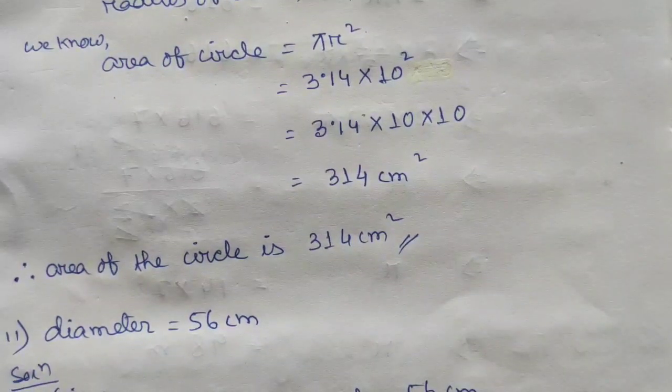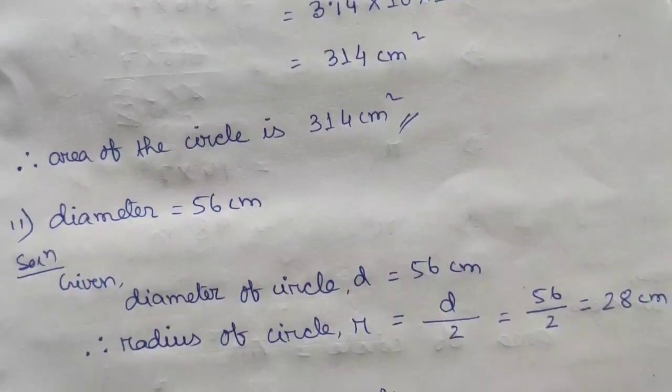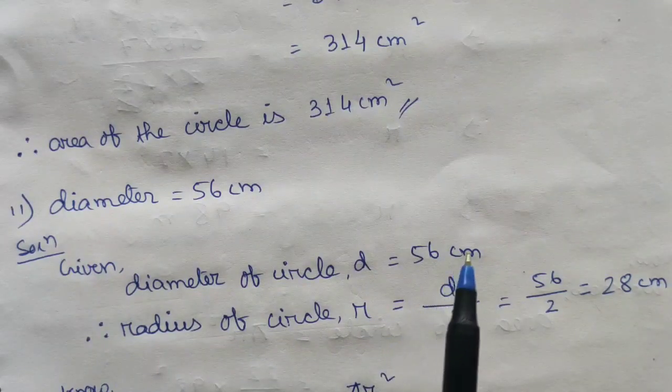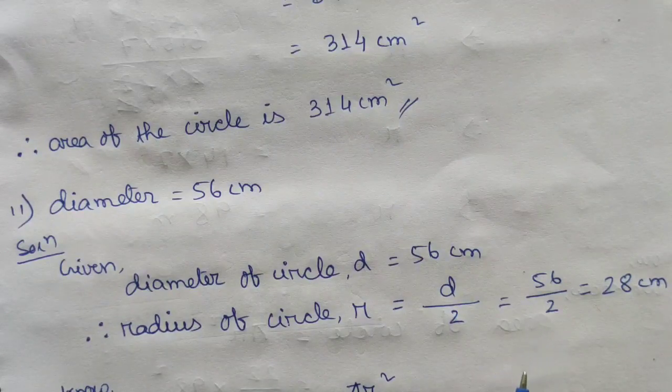Our next is diameter 56. Now we have to find the area of the circle having diameter 56. For this case, first of all we have to find the radius, and we know radius equals d by 2. Given diameter of circle d equals 56 centimeter, therefore radius of circle r is d by 2, that is 56 by 2, which is 28. Now we have the radius, and we also know the area of circle formula, pi r square.